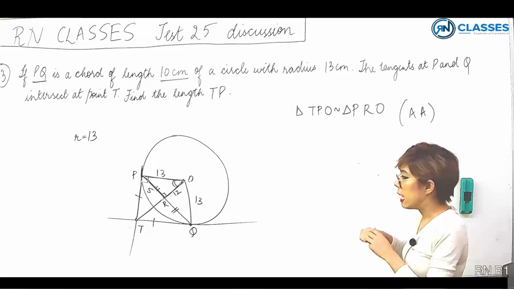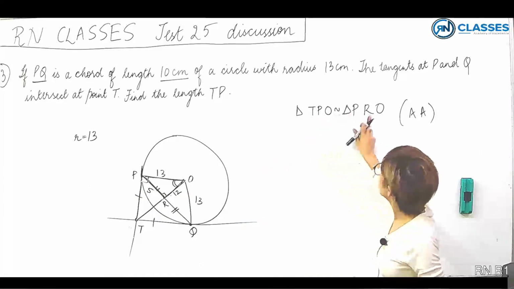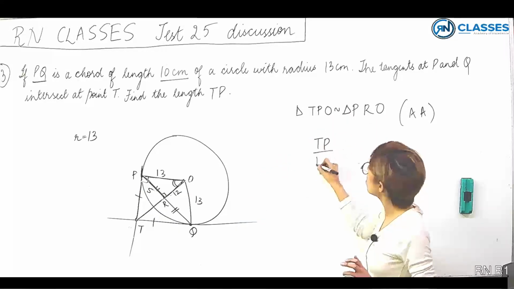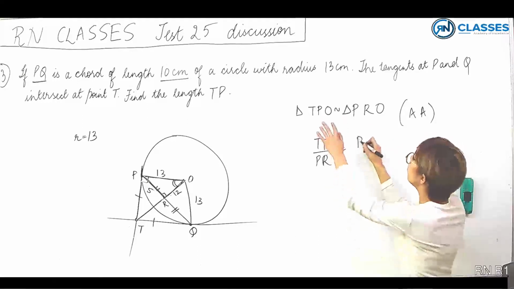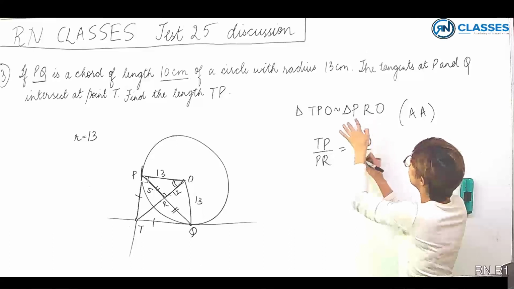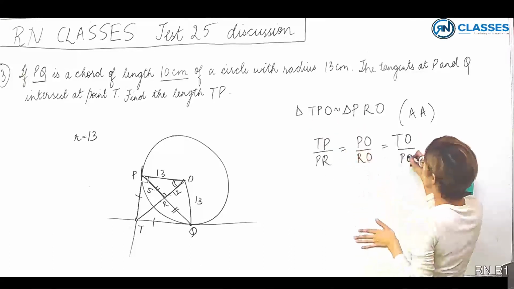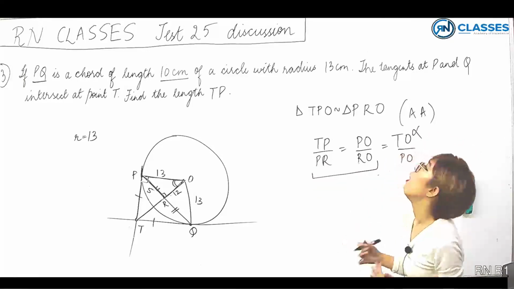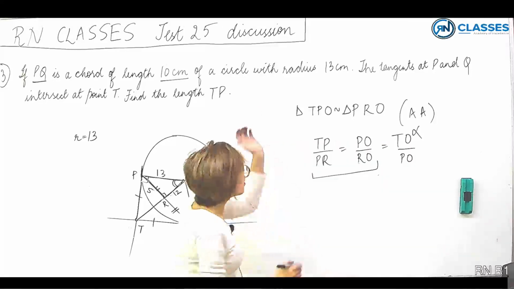Let's see. Let's have a look once. So TPO, P should correspond to R, right? O corresponds to O. So let's see. So TP by PR is equal to. Now I am writing all the corresponding parts. So PO by RO is equal to TO by PO. Right? Obviously this is not involved, so I will use these two. Right? I couldn't make out my own handwriting. Very bad. So now I write it.